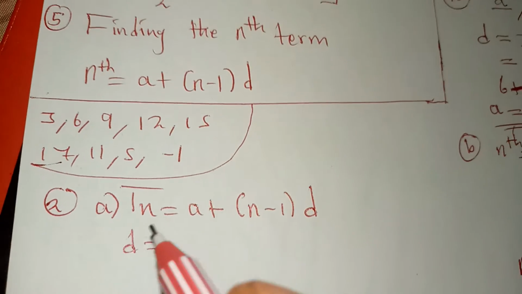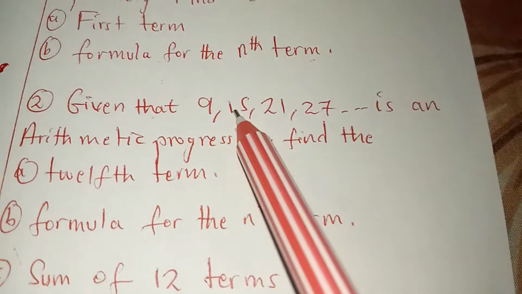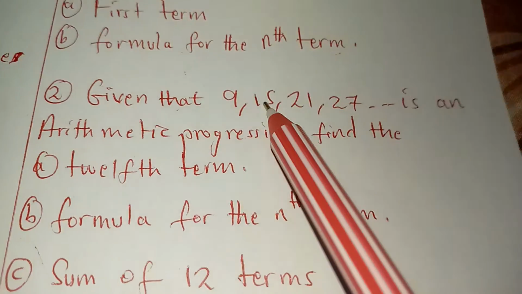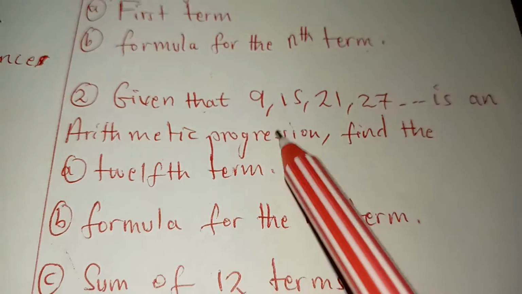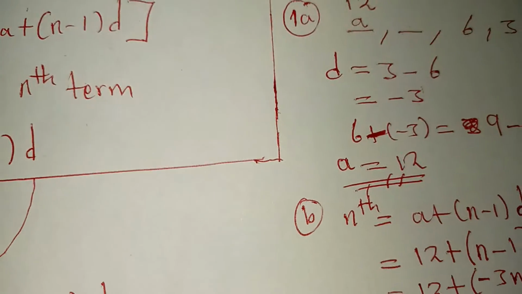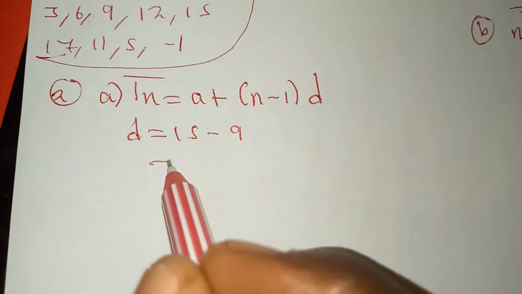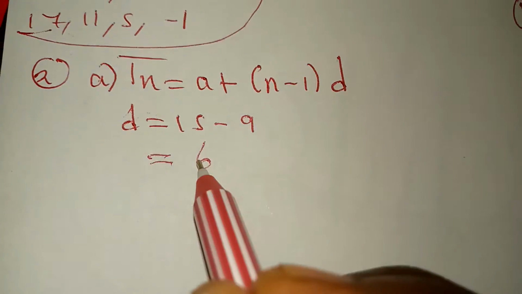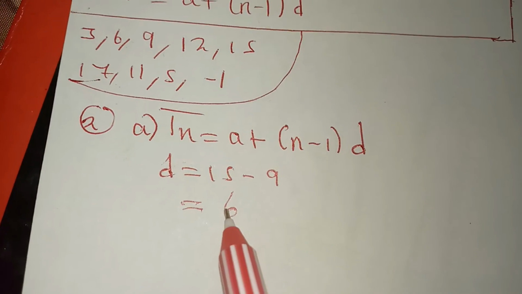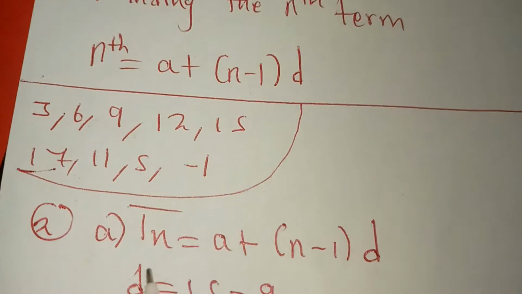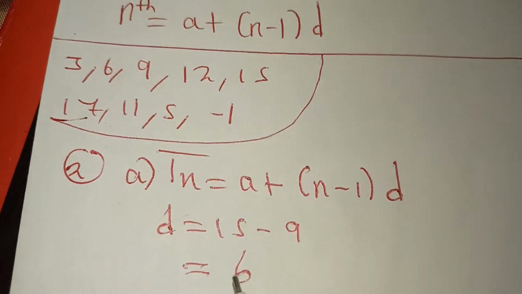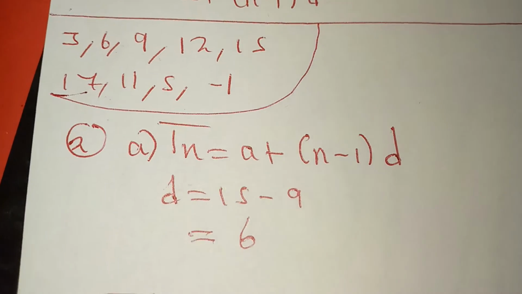So common difference will be equal to, here on the question, the second term is 15. The first term is 9. So you just say 15 minus 9. When you say 15 minus 9, there we are going to have 6 as our common difference. Okay, from there you just replace throughout in the formula the number of terms, 12.